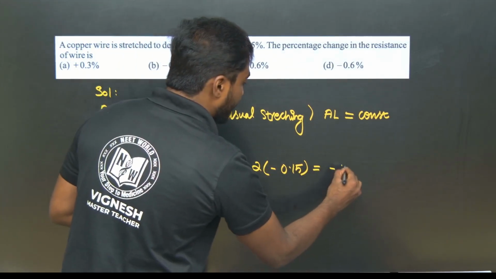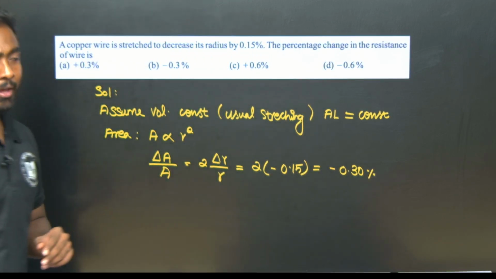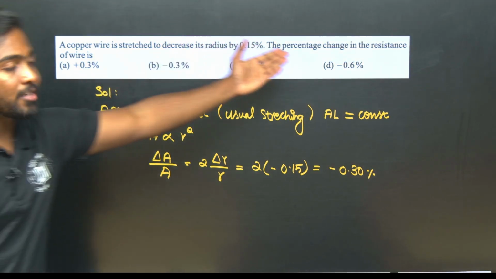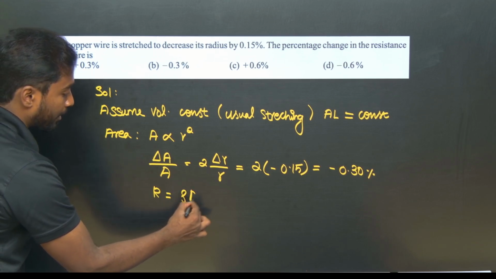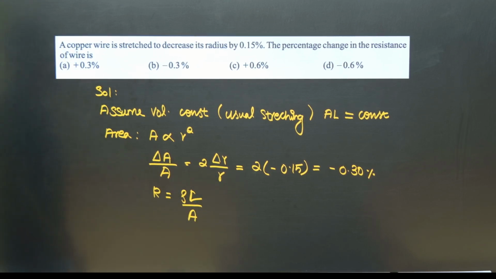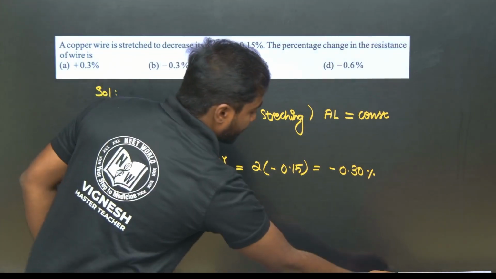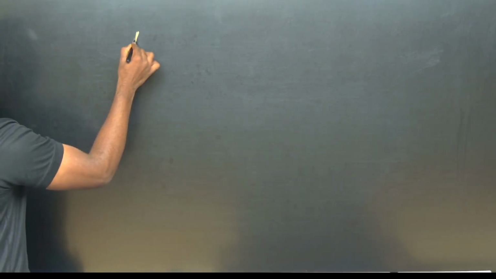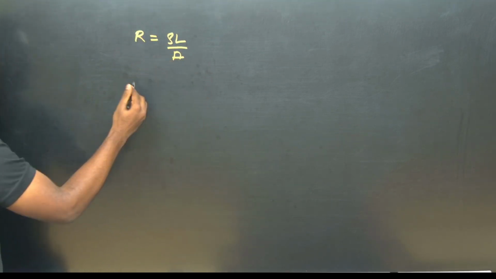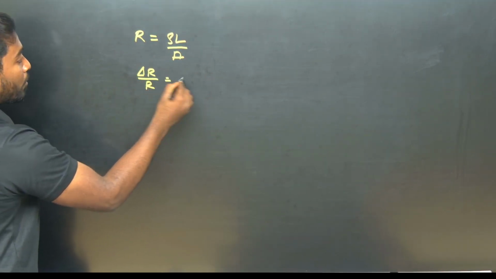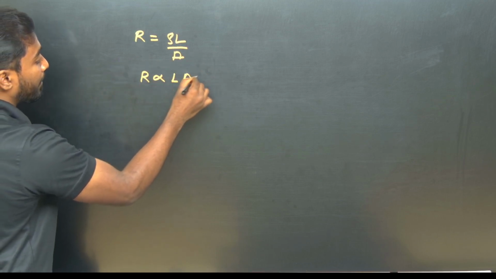So what will be the answer? Minus 0.30 percentage. Now I need to find the resistance. Resistance R is equal to rho L by A. They are asking for the percentage change in resistance, so I will write it here. R is equal to rho L by A, where rho I will keep as it is, resistivity. So delta R by R, R is directly proportional to L into A power minus 1.